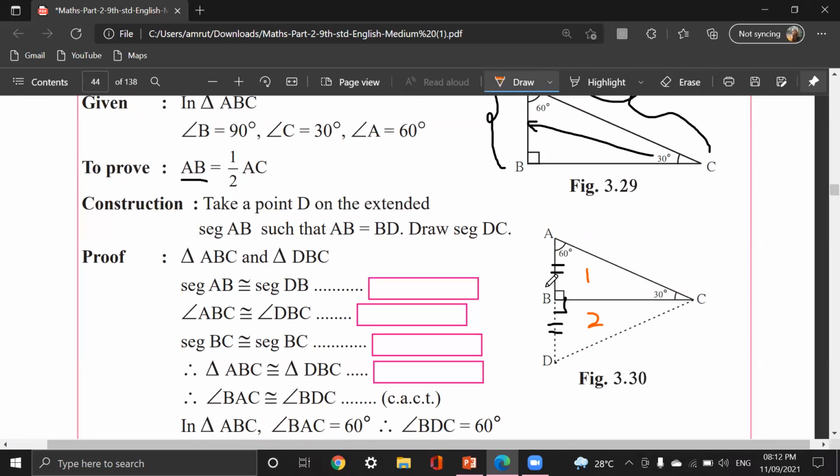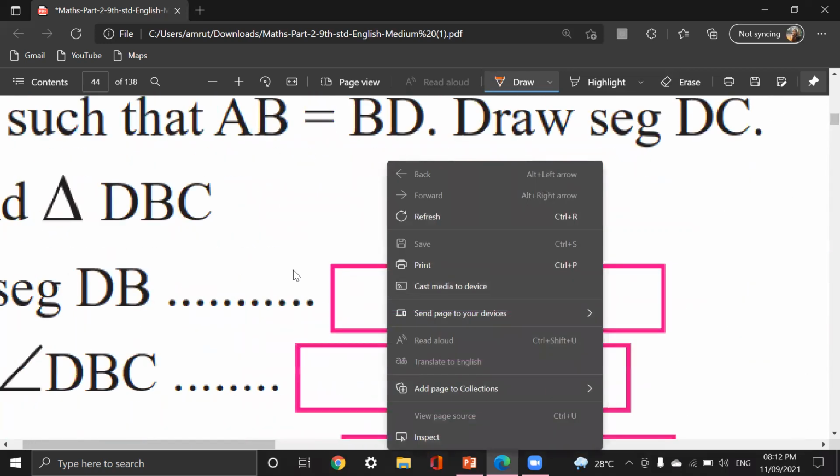So we know that segment AB is congruent to segment BD or DB. Why? Because we have given the same symbol we have done in the construction. See, the construction is the same. So first write down that and give the reason. Why segment AB?